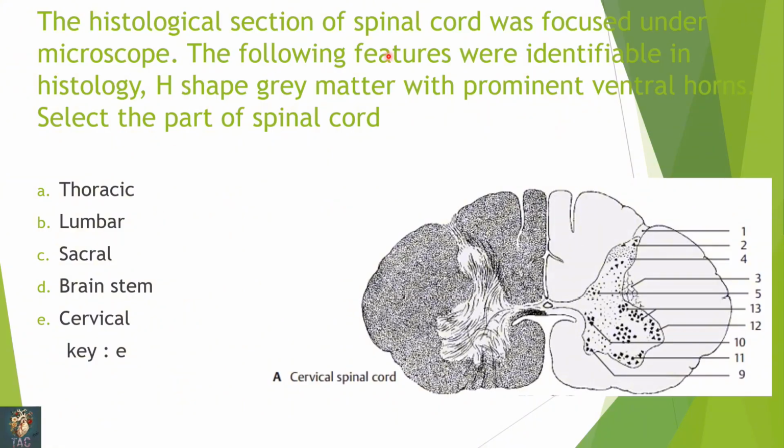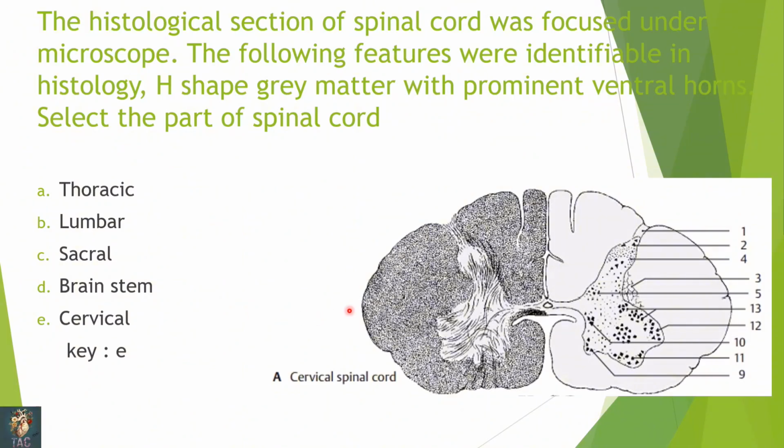Another MCQ: a histological section of the spinal cord was focused under the microscope. The following features were identifiable in histology: H-shaped gray matter with prominent ventral horns. So select the part of the spinal cord. Very important. You can see over here, first very important thing you have to understand is that the largest circumference of the spinal cord at all levels is present at the cervical level.